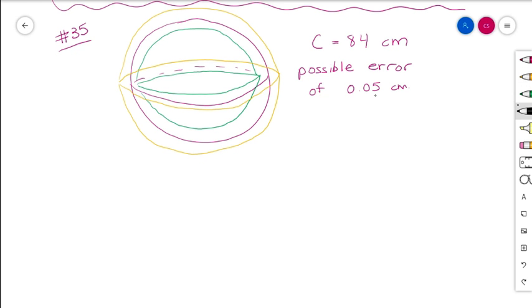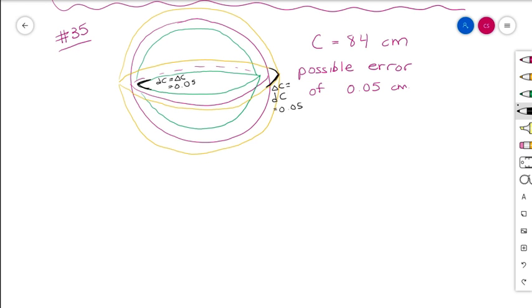So we're saying that the possible error is 0.05 centimeters. So that difference in circumference, that could be the 0.05 in some way. Okay, so that would be considered a delta C or a dC. And that equals 0.05. And it can go both ways, right? It could also be on the inside. So dC, delta C, that error is 0.05 plus or minus, okay?